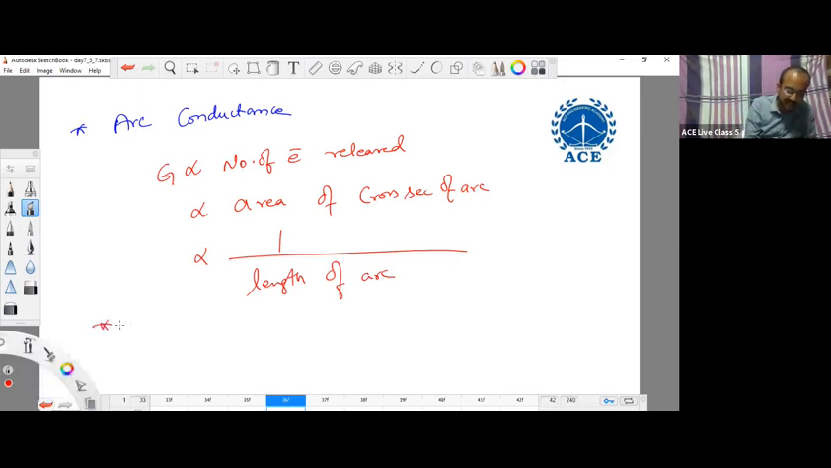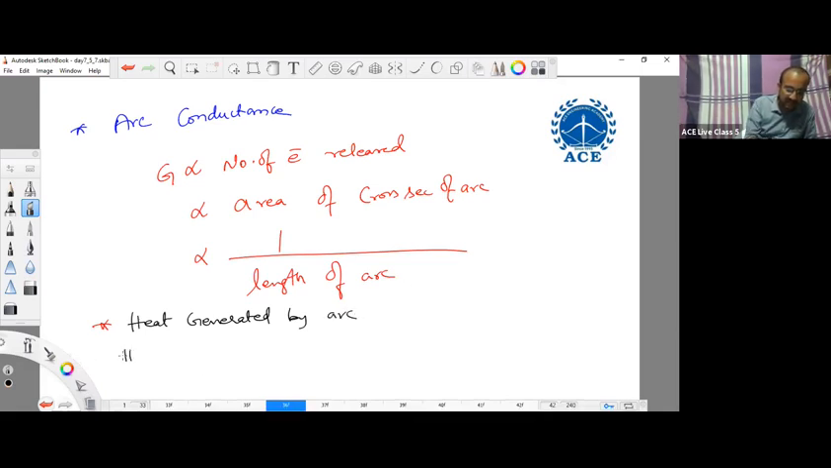And what about the heat generated by the arc? The next property is the heat generated by the arc. How do you calculate? Heat generation is I square R into T. So here heat generation is directly proportional to what? I square R.